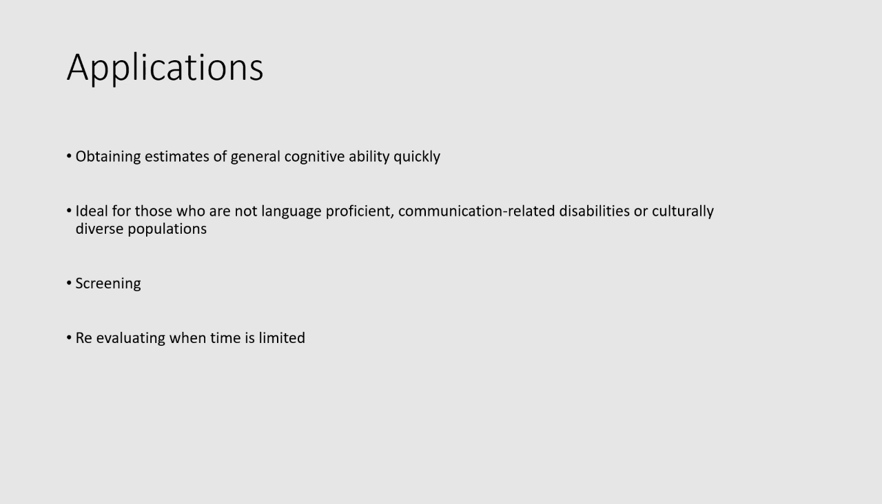The Ravens 2 can also be used for re-evaluating individuals who previously received a comprehensive evaluation and when time available for retesting is limited. For example, in neuropsychological evaluations, psychiatric evaluations, or re-evaluations for special educational services.